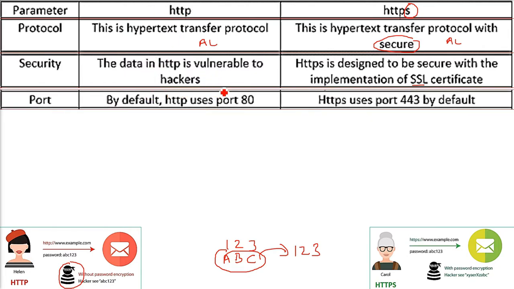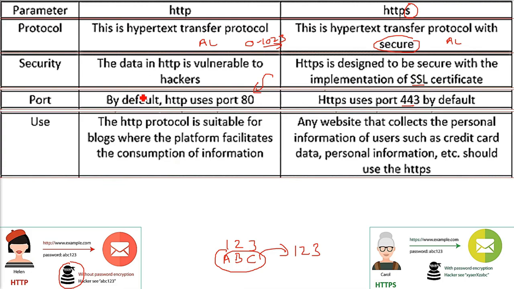HTTP, the port that HTTP uses by default is port number 80. And as I said, these ports are already fixed. Port 80 is always used by HTTP. HTTPS is using 443.